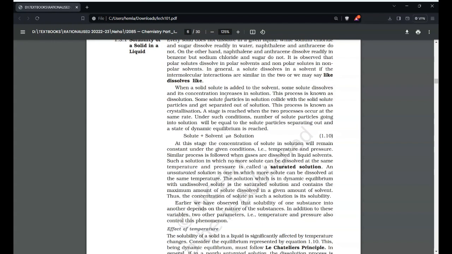When a solid solute is added to a solvent, some solute dissolves and its concentration increases in solution. This process is known as dissolution. Some solute particles in solution collide with the solid solute particles and get separated out of solution. This process is known as crystallization. A stage is reached where the two processes occur at the same rate. Under such conditions, the number of solute particles going into the solution will be equal to the solute particles separating out, and a state of dynamic equilibrium is reached. So basically, there are two processes over here.